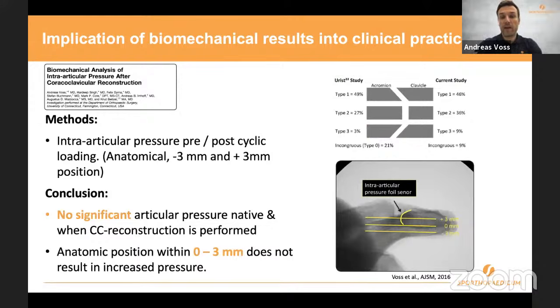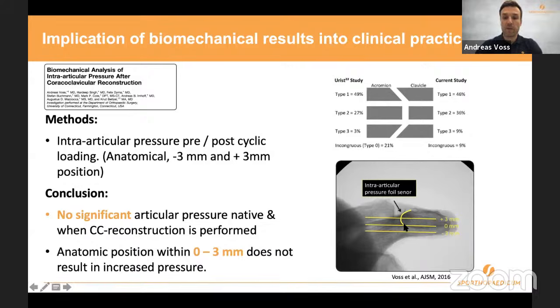Then we have to ask about the anatomical variations. As you can see here on the right, not every clavicle is the same. We have different shapes. And someone can argue that if you use this clavicle and you over-reduce the clavicle, you will generate higher pressures, or you will even create arthrosis with osteolysis in the AC joint. And we investigated this with different modifications on the AC joint.